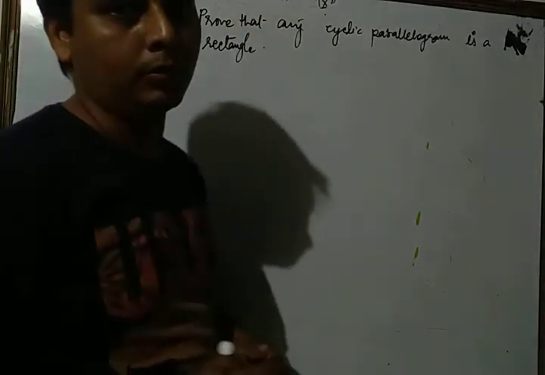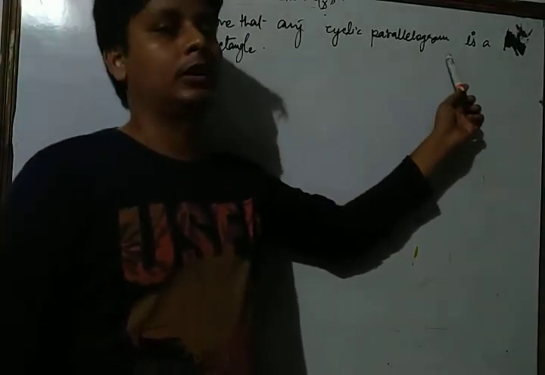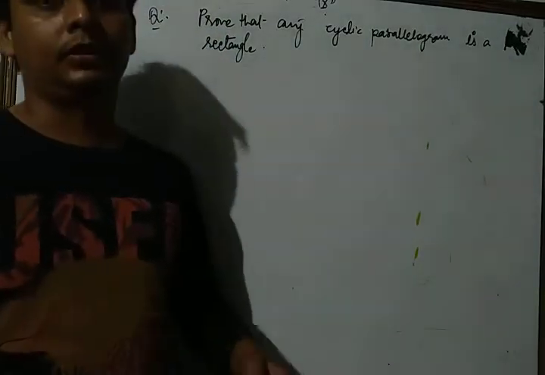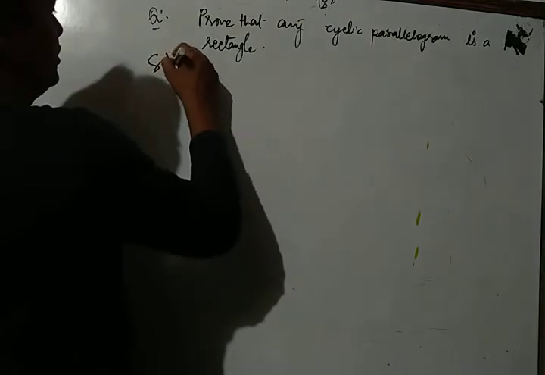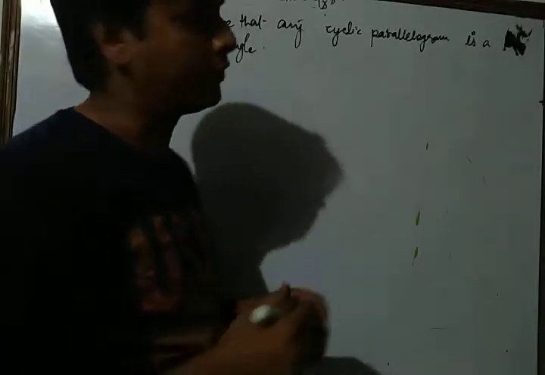This is our theorem. This is the proof that any cyclic parallelogram is a rectangle. Okay, let's solve it. This is a very important question. First of all, we draw a cyclic parallelogram. Let's see the figure.